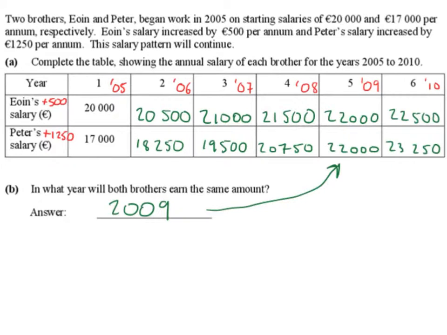Add on another 1,250 gives us 22,000. Add on another 1,250 gives us 23,250. And clearly, in year 5, which is 2009, both brothers earned 22,000. So the year both brothers earned the same amount, 2009.